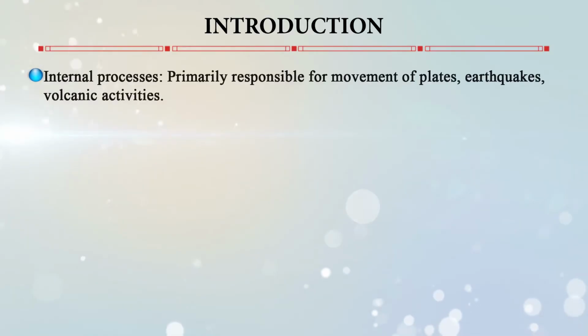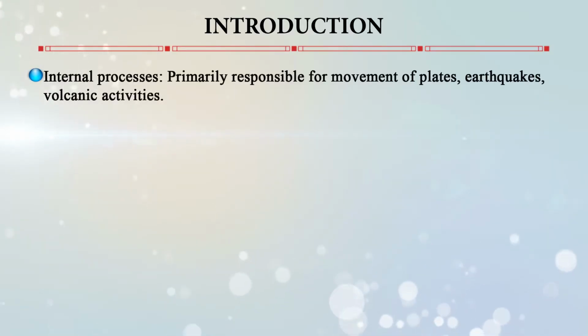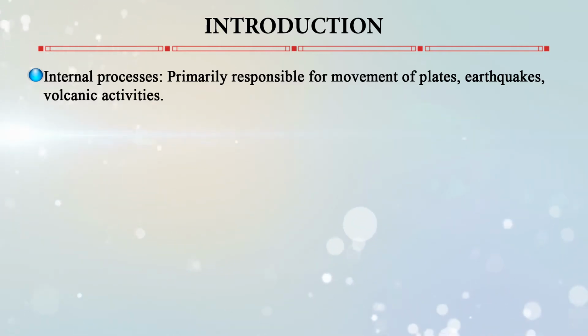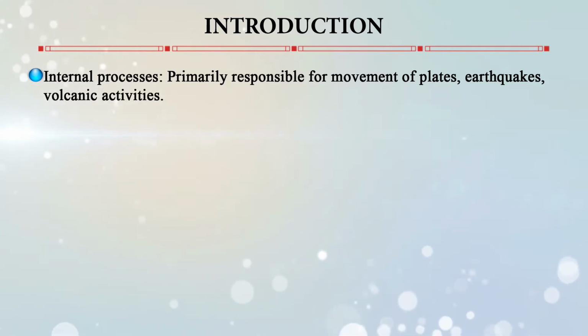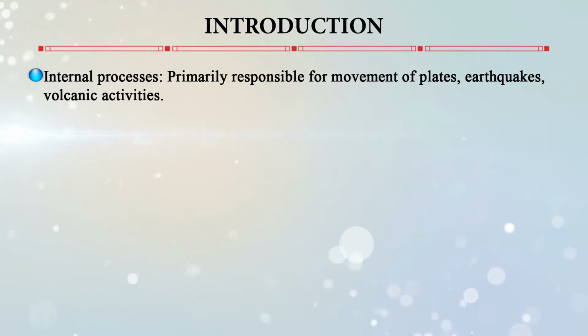Now the earth processes, they have been operating throughout the geological history. But these processes have become hazardous only because they negatively affect us. So the earth is an open system with respect to energy, and it is a closed system with respect to materials. The earth is also a dynamic evolving system with complex interactions of internal as well as external processes. Now the internal processes are primarily responsible for the movement of plates, for the occurrence of earthquakes, and also for volcanic activities.